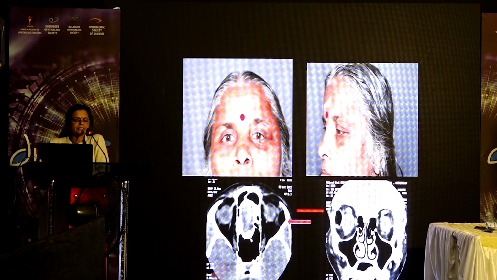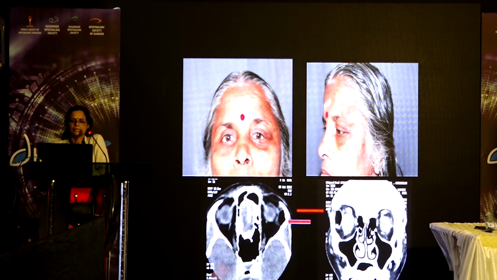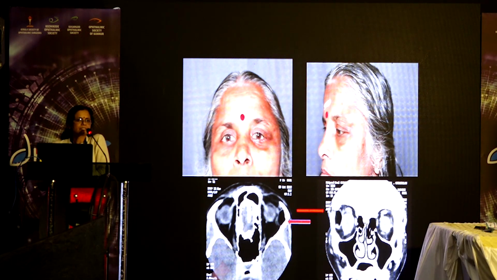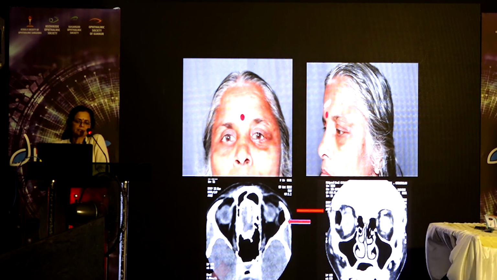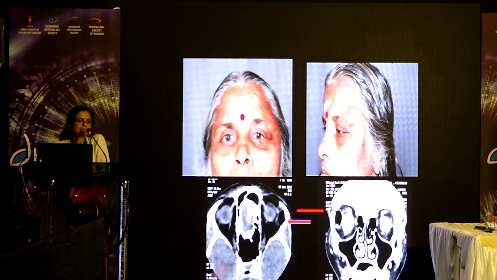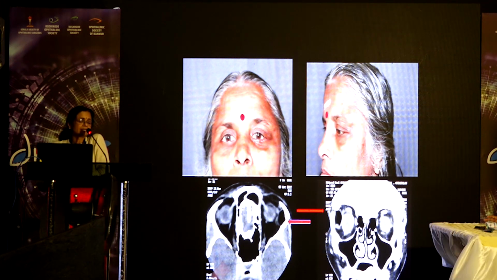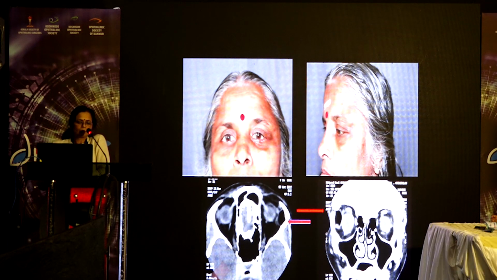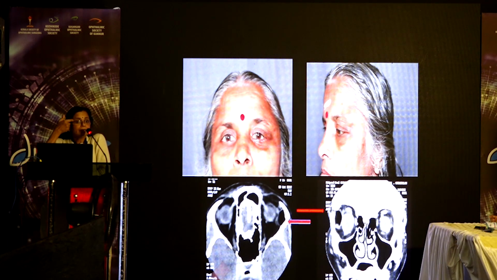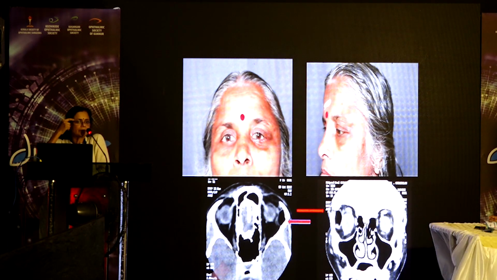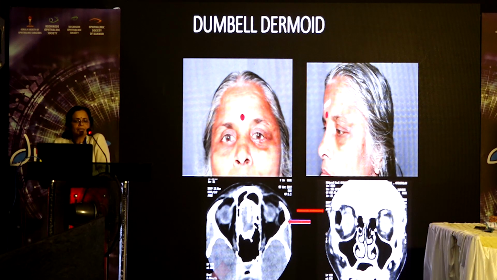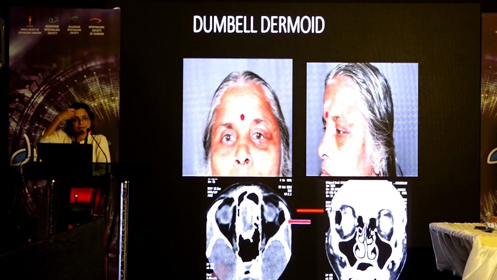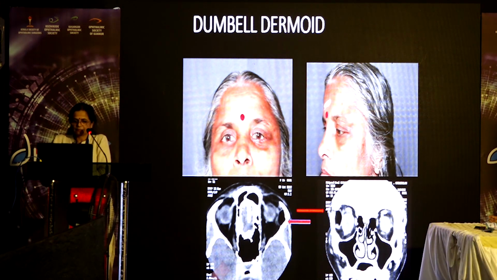This lady presented with a swelling in the temporal area. She also had a history of some surgery done many years back, and CT showed a cystic mass, whose Hounsfield units were consistent with fat, in the orbit, and it was going through a tunnel in the lateral wall to the temporal area. So what type of dermoid is this? Dumbbell dermoid. It's there inside and also outside.